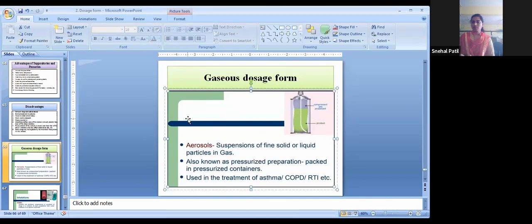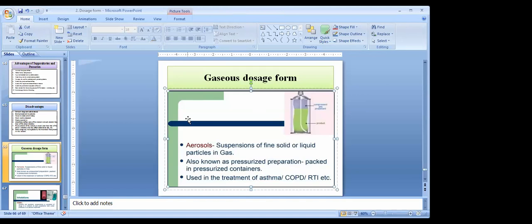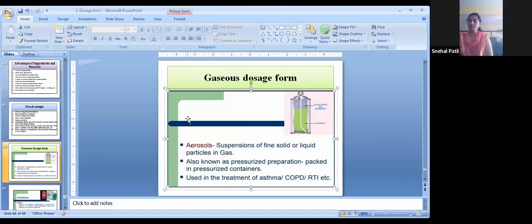This is the picture of the aerosol. Understand what is the aerosol? Yes, ma'am. Aerosol is the suspension of fine solid or liquid particles in the form of gas. It is also known as a pressurized preparation because when it is packed into the container, high pressure is applied.